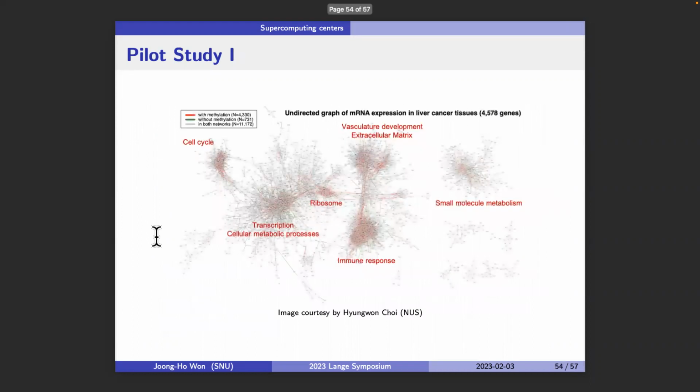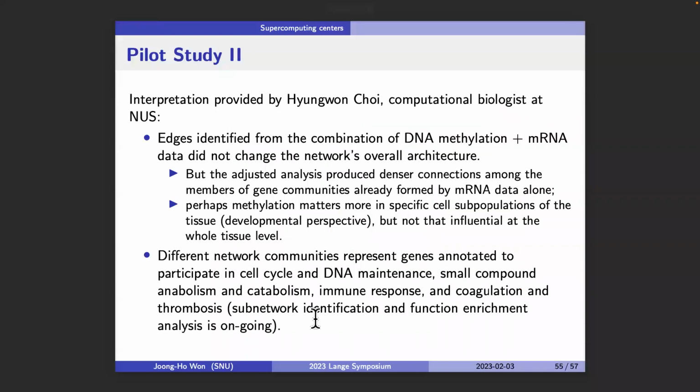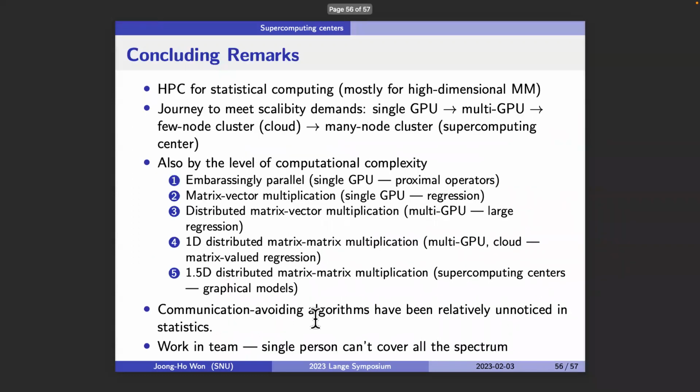And also we can identify some different communities. That has also some interpretation of cell cycle, DNA maintenance, and anabolism and catabolism. I'm not going into the details because I'm not an expert on that.